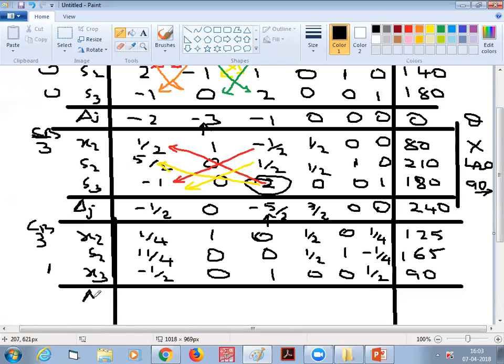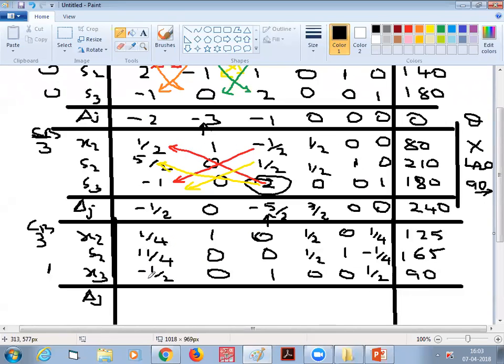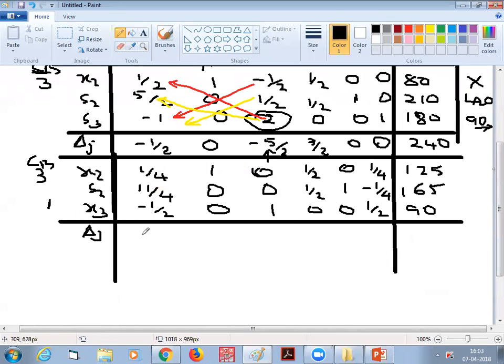So what is delta J? Oh, okay, this is a long one. 3 into 1 by 4 plus 1 into minus 1 by 2 minus 2. Oh, this is also going to be negative. So 3 into 1 by 4 is 3 by 4 minus 1 by 2. 3 by 4 minus 2 by 4 is 1 by 4. 1 by 4 minus 2, which is 8 by 4, is minus 7 by 4. Okay. So is it optimal? No, because there's a negative.